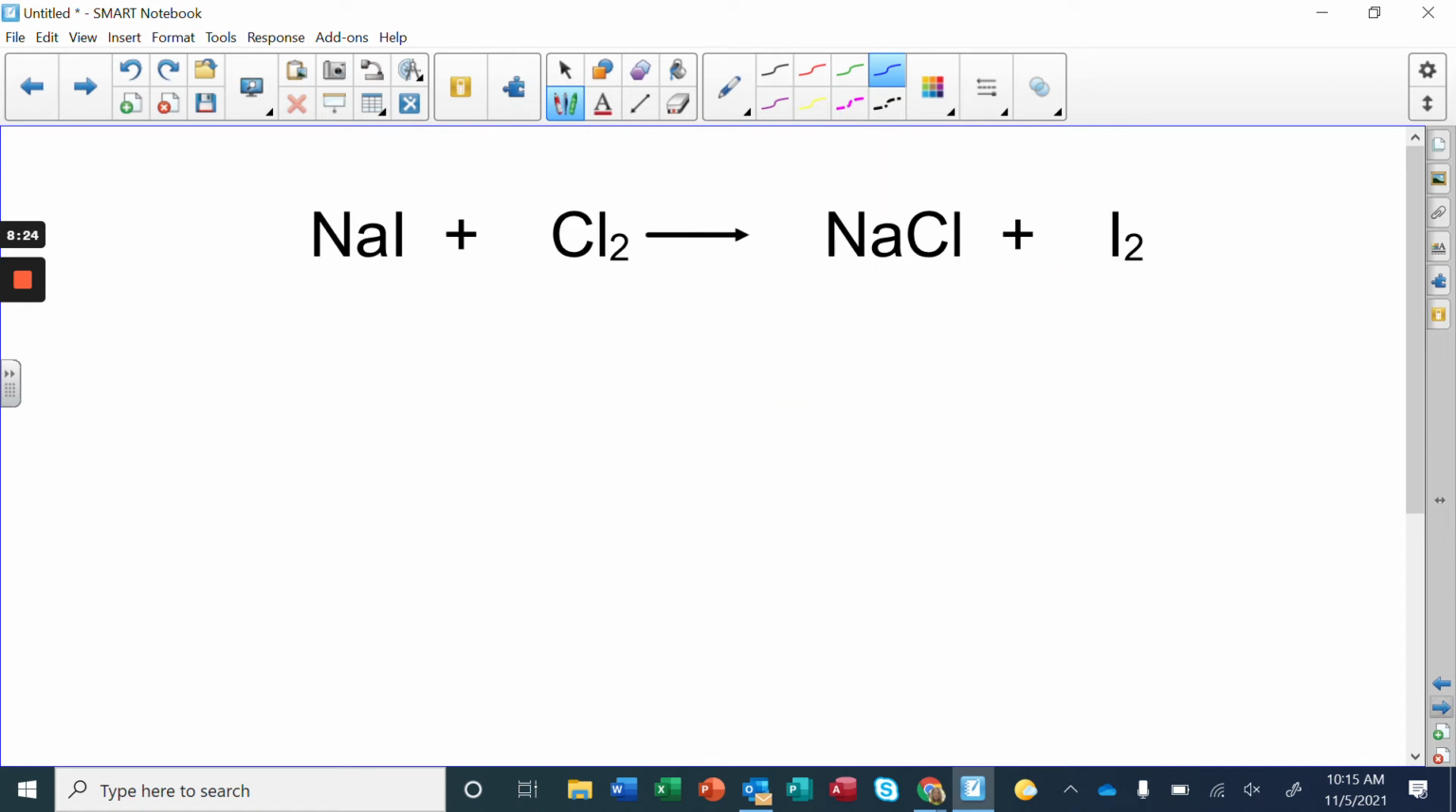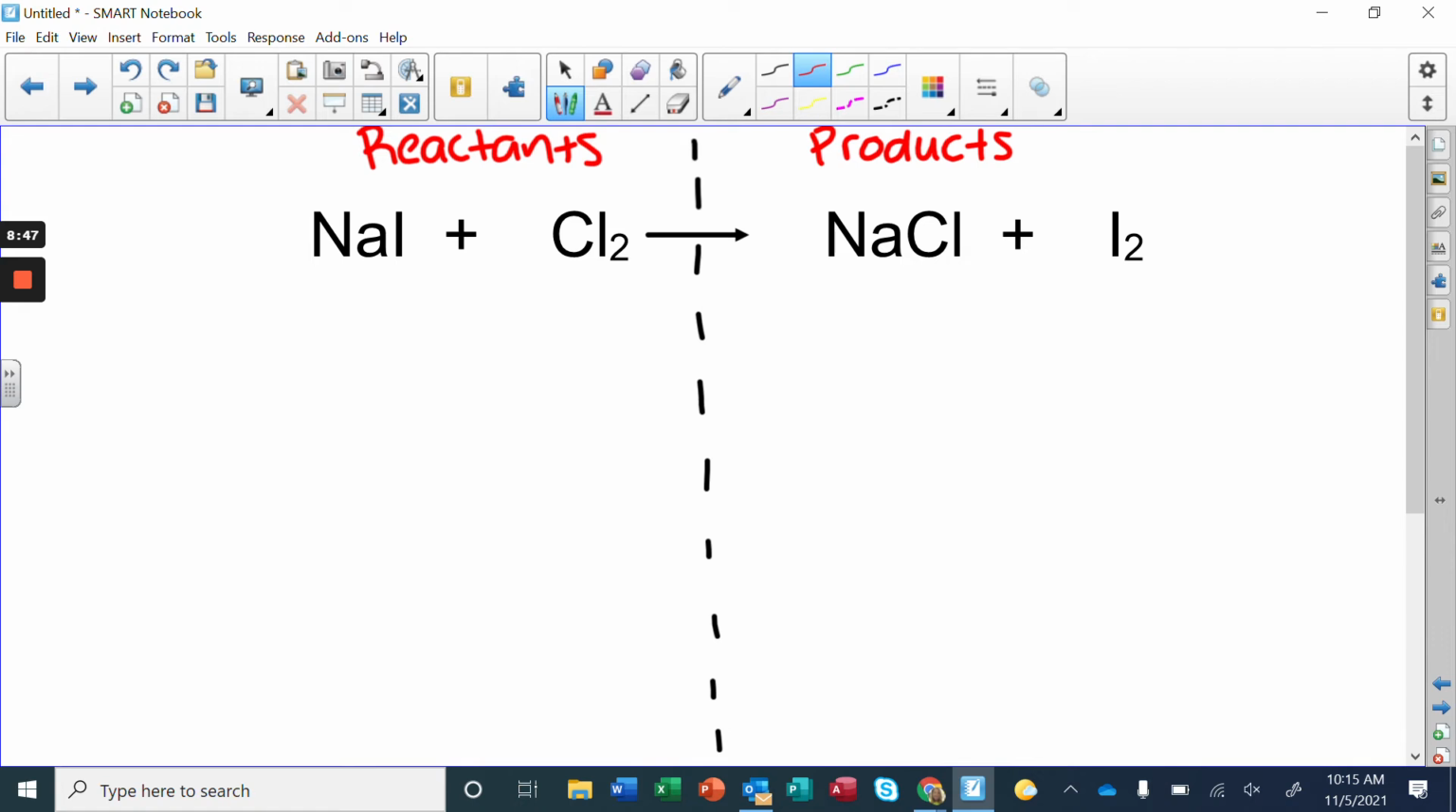Moving on to our next problem. Always starting the same. Separate the reactants and the products and label them. So here's my reactants. And here are the products. So let's start drawing our bubbles.